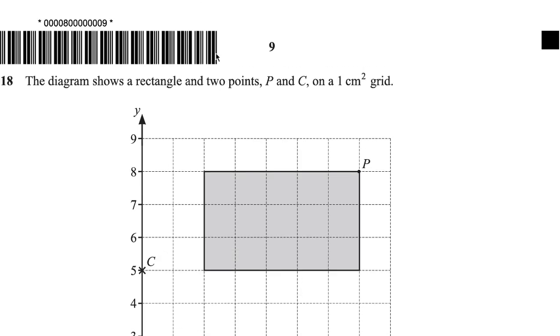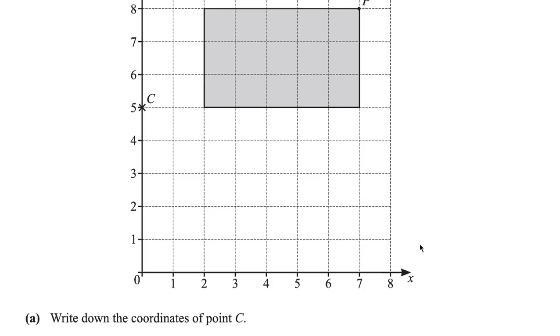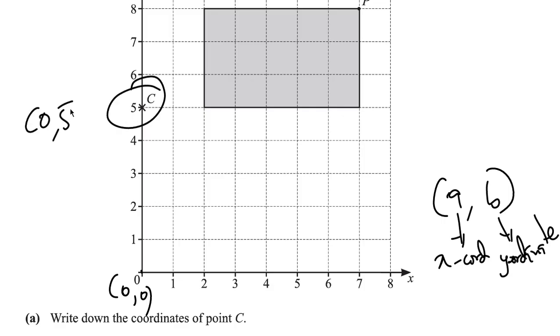Question 18 says, the diagram shows a rectangle and 2 points P and C on a 1 cm squared grid. Write down the coordinates of point C. So you can see where C is. Remember the XY coordinate system. If we have a number here, A, and a B, it implies that this is the X coordinate and this is the Y coordinate. Following the order, right? So here is the origin. We can see that at the point where X is equal to 0, the value of Y is 5. So that's 0, 5. So that is the coordinate of point C.